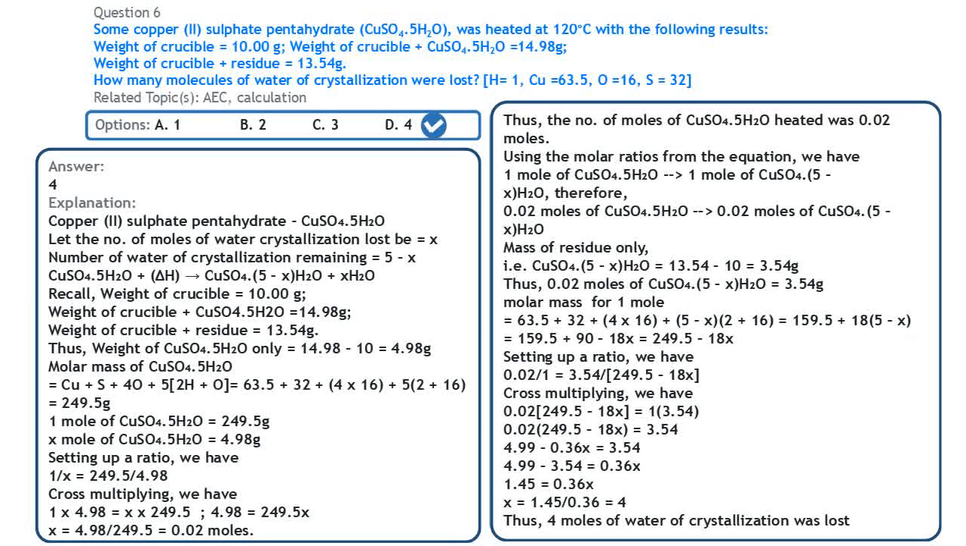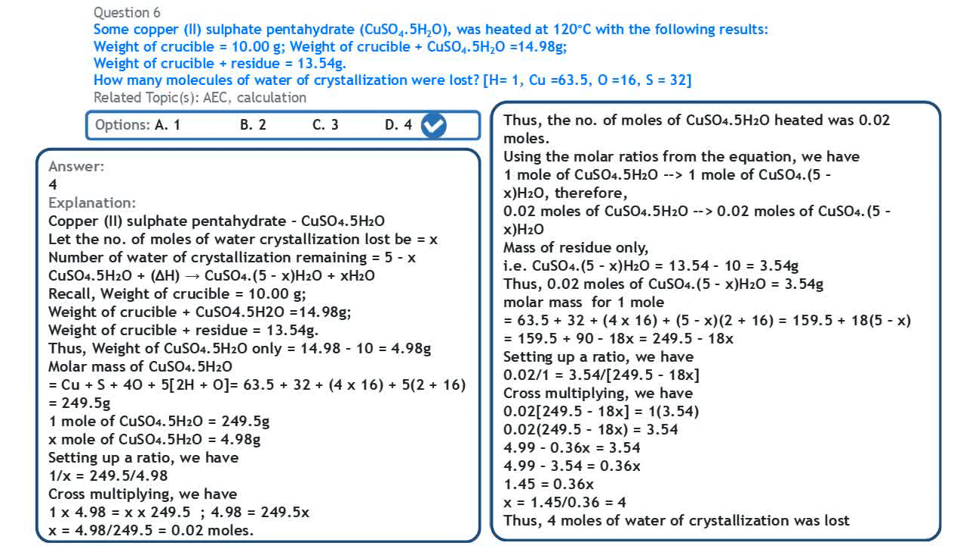Okay, so X moles is now going to be this. I just want to know the number of moles of this substance A that we have in this. So you say let X moles of this be equal to that mass that we have. Then we are going to set up a ratio, using both sides of the equation. So you say 1 over X here is equal to 249.5 over 4.98.